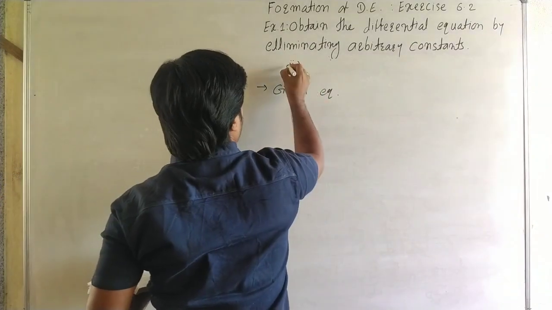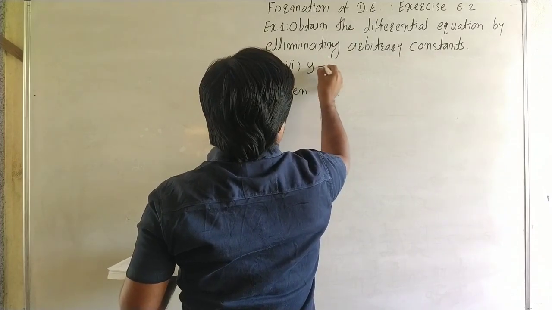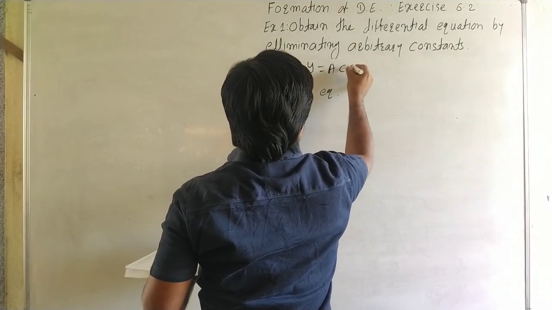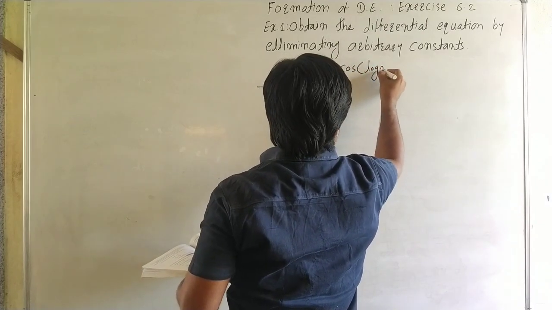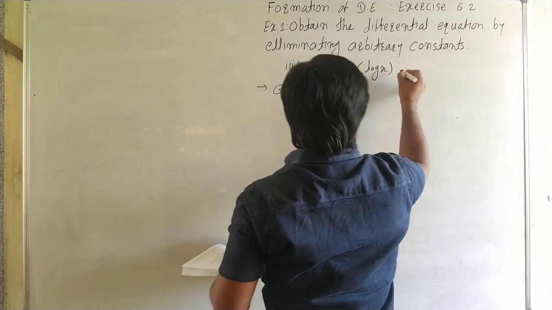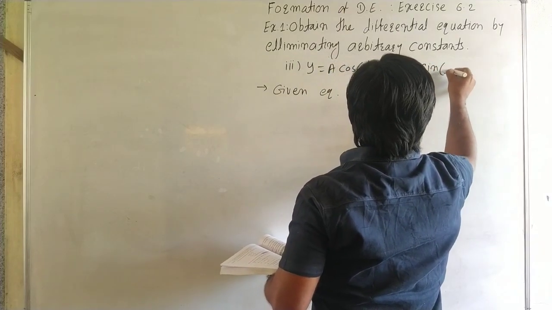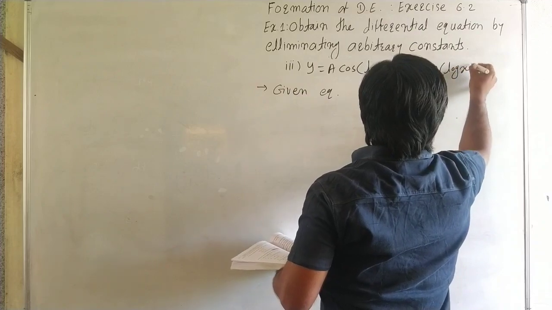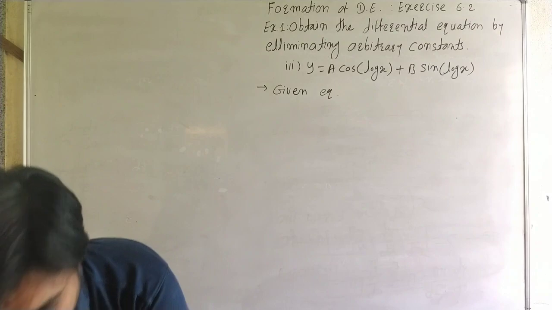third example, y is equal to a into cos of log x plus b into sin of log x. Again there are the two arbitrary constants a and b. Okay.